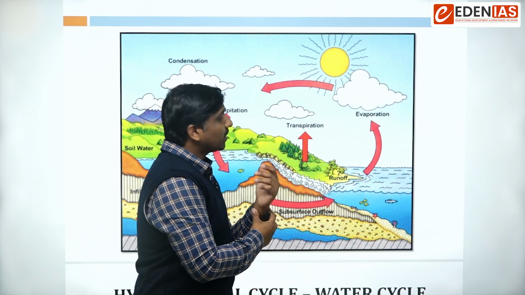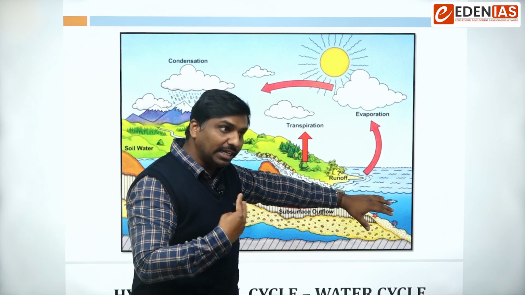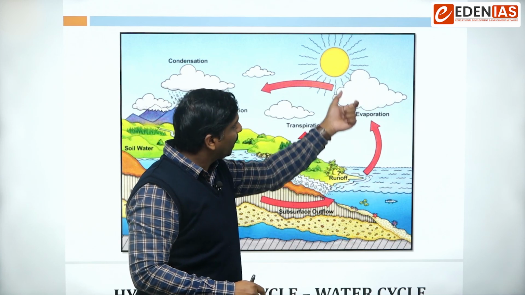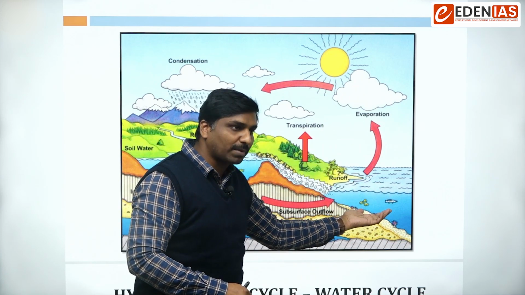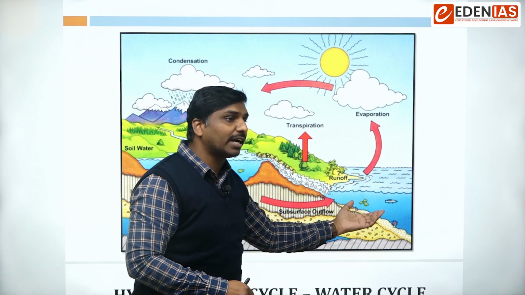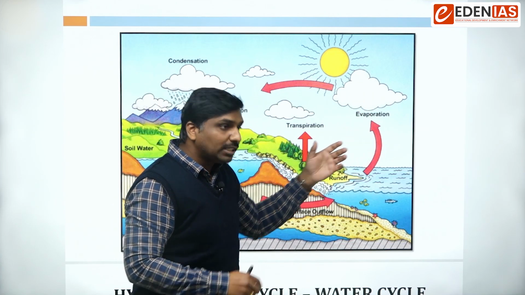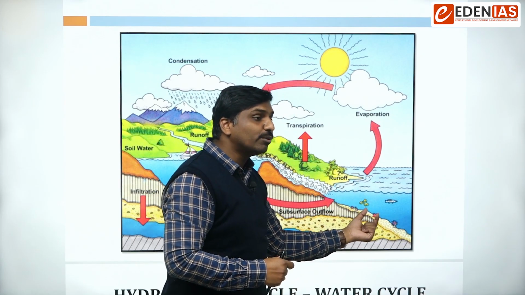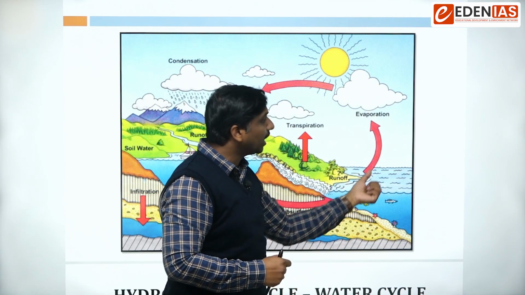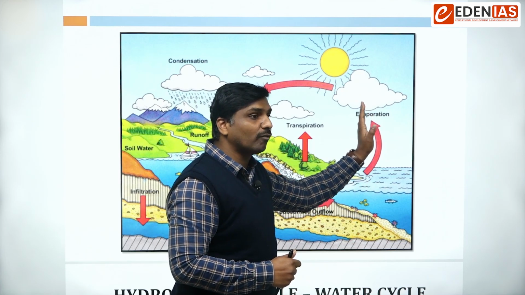So the first and foremost process that will happen is that water would generally be there in liquid form, isn't it? So due to sunlight, the water that is present on the ground would be converted into gaseous form. That process of conversion of water, liquid, into gaseous form is nothing but evaporation. So the first process is evaporation.